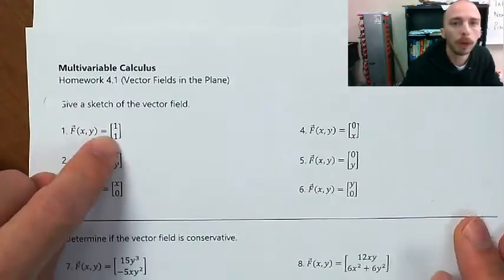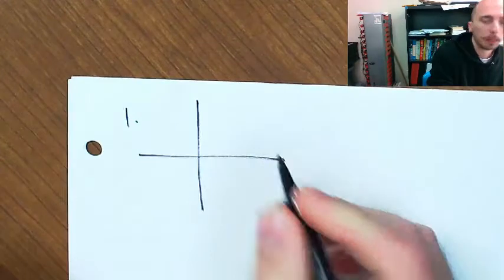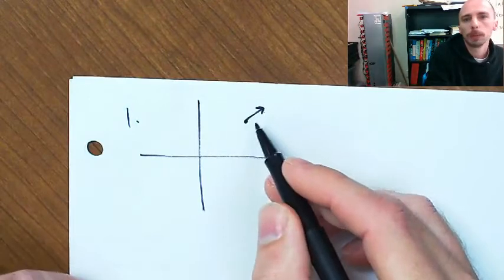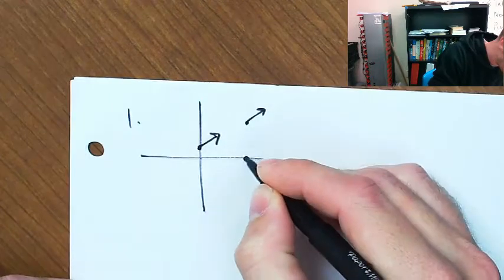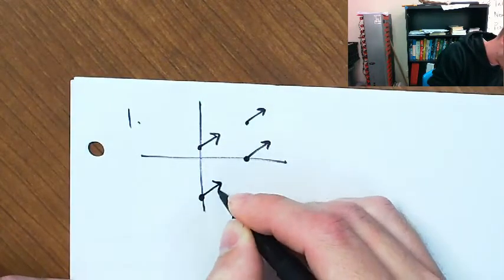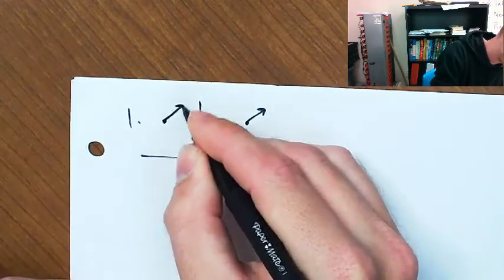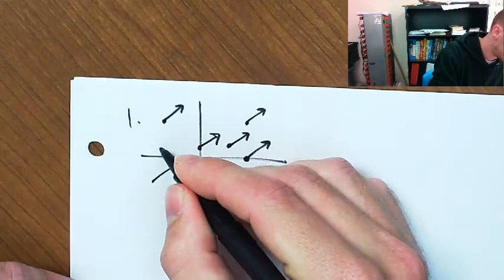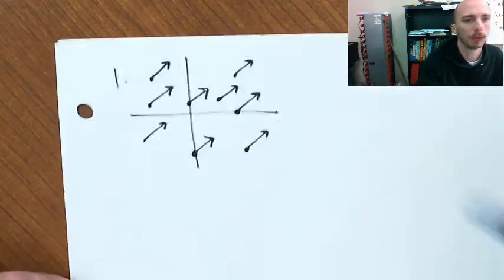Okay, so f of x and y is 1 and 1 at all x and y. So at any point I'm going over 1, up 1. So maybe here, going over 1, up 1. And I just need to pretty much replicate that vector a few other places. Maybe it was a little long, but that's the idea. Same length, same trajectory, just everywhere.